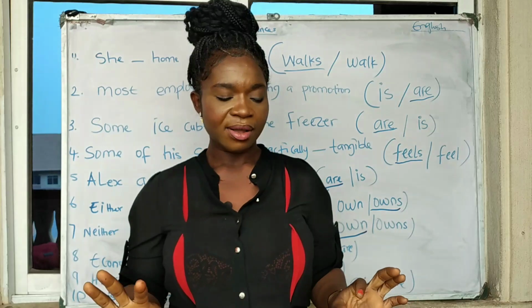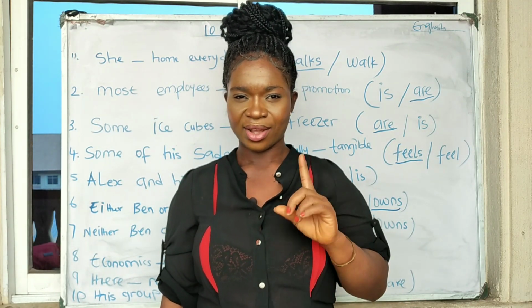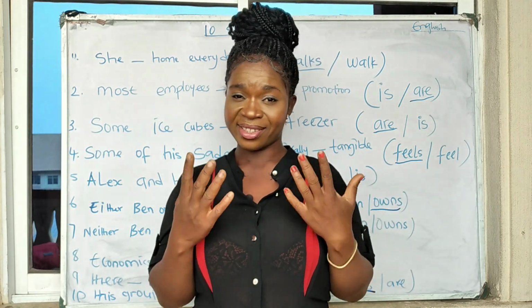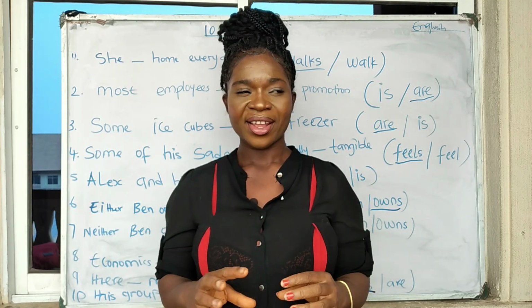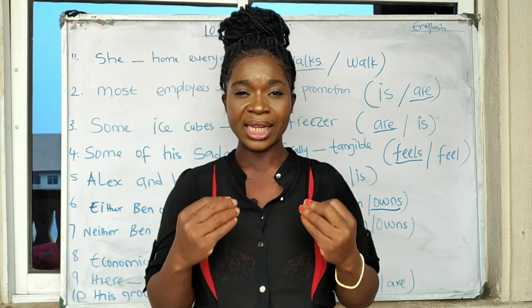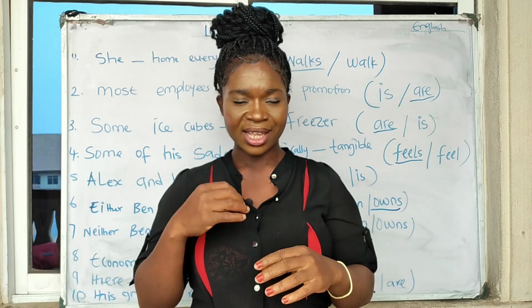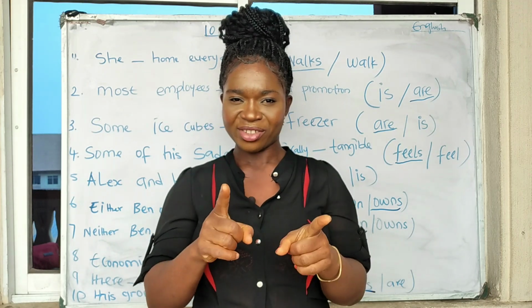For example, I have Eze goes to school. Eze is the subject, goes is the verb. You see how it is compatible, right? Or you can say she comes to clean every morning. She is the subject, comes is the verb, and every morning. All right, so that is the first rule.